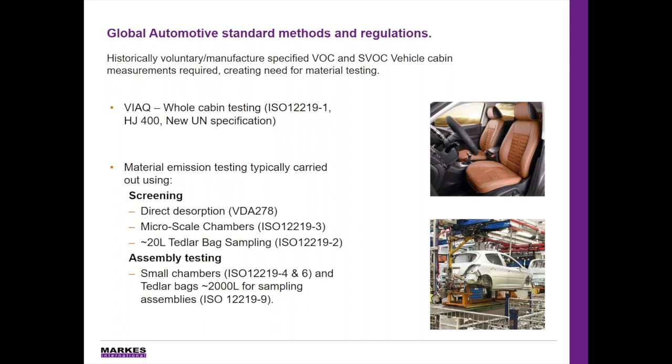So to test the vehicle interior air quality or the whole cabin air, you can use the ISO 12219 Part 1 or the China standard method HJ 400 or the new UN specification. For the material emission testing methods, there is either screening using direct desorption, which is done by VDA 278, or a microchamber method according to ISO 12219 Part 3, or a smaller Tedlar bag. If you want to test larger materials, then you'll be looking at assembly testing by a small chamber or a Tedlar bag that's in much larger volume.